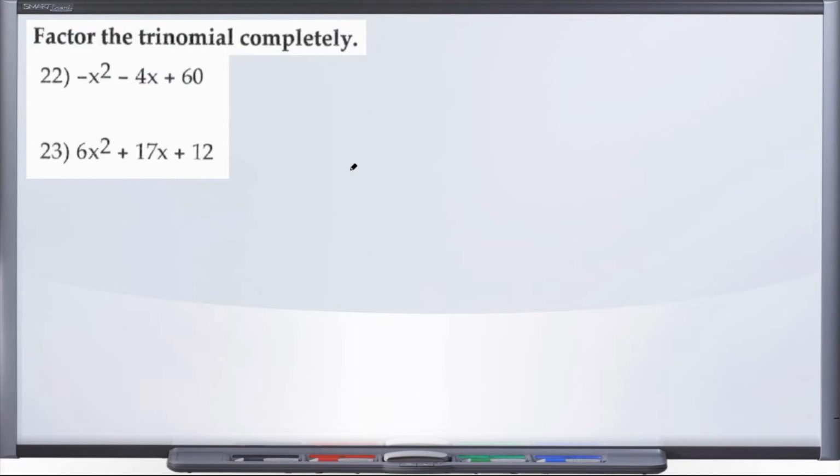All right, so taking a look here at number 22 and 23, again, we're still right in the middle of factoring the trinomial completely. So let's go ahead and rewrite 22 out to the side here so we have some more room to work with. Minus 4x plus 60.